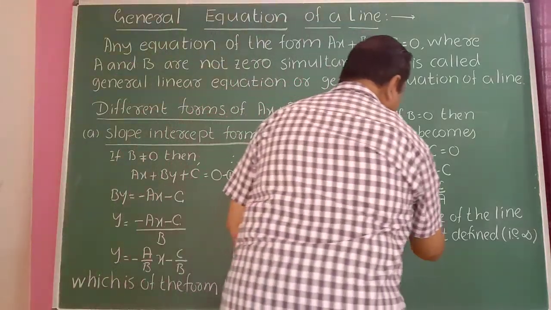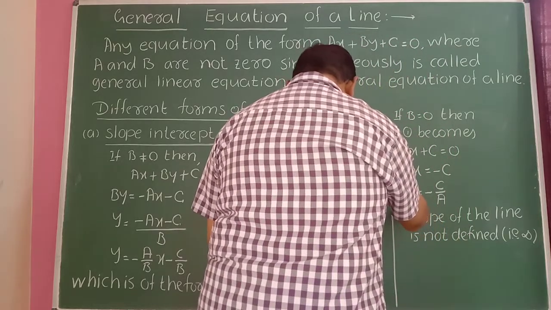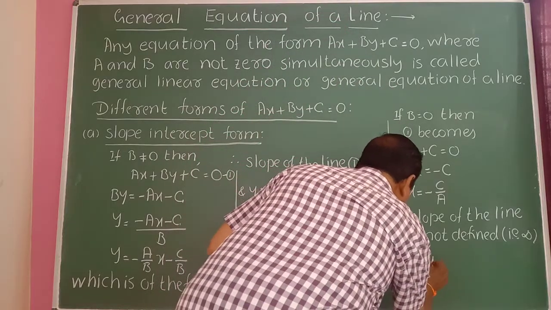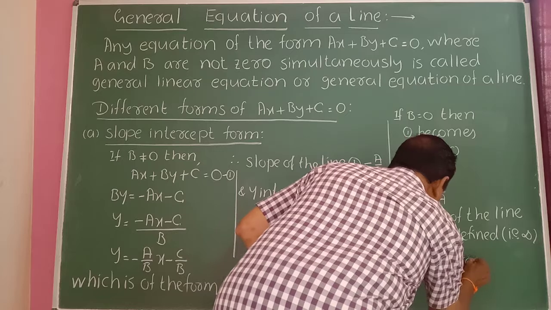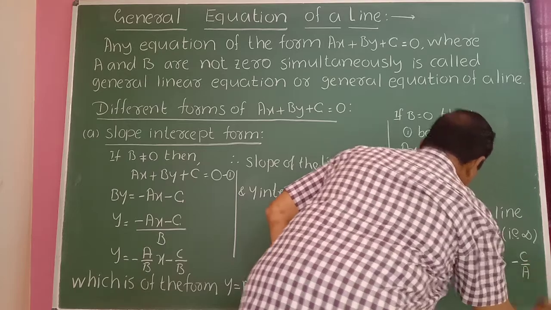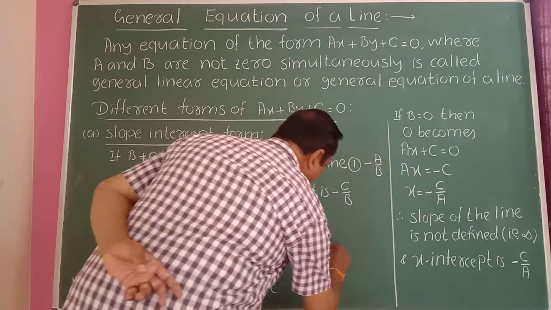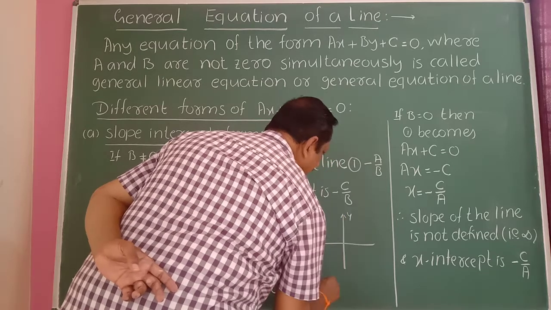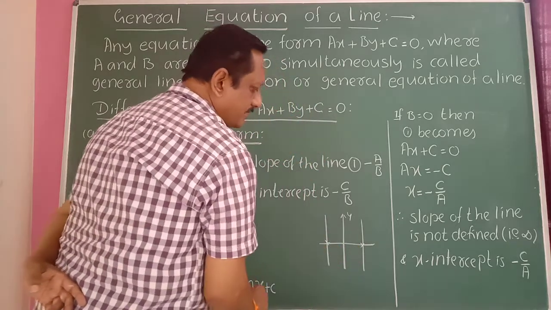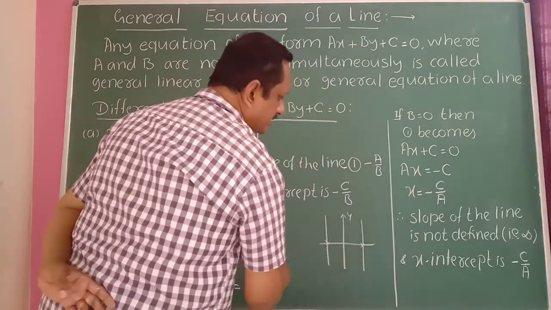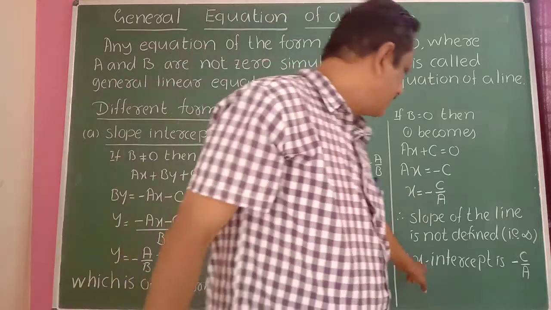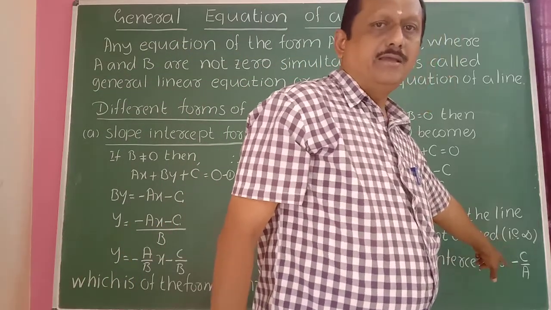And the x intercept is minus c upon a. The x intercept is minus c divided by a, because this is the y-axis, and this is a line and this is one more line. These are the x intercepts. This is the x intercept, this is also an x intercept, meaning this is the distance. Therefore, the x intercept is minus c divided by a.